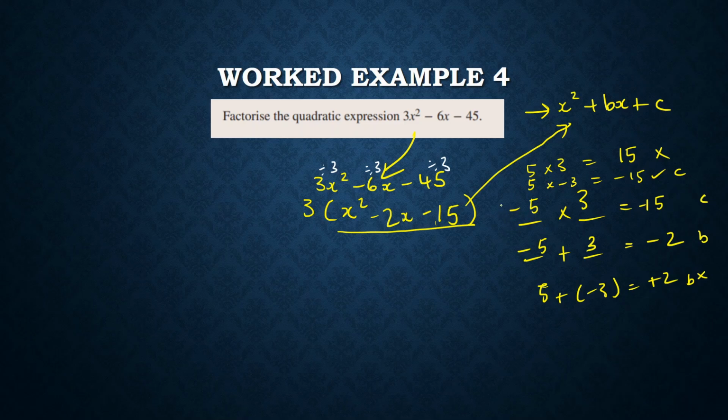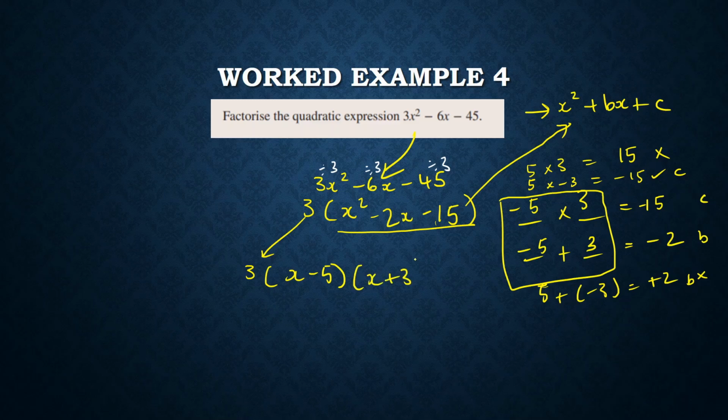So we now know that the numbers required to factorize this would be negative 5 and positive 3. Now, because you have a 3 outside the bracket, you just need to write your brackets as such. So you would go 3, okay, bracket, x minus 5, because that's the first number we've got, and x plus 3. All right, and that would be your answer to factorize that quadratic equation above.